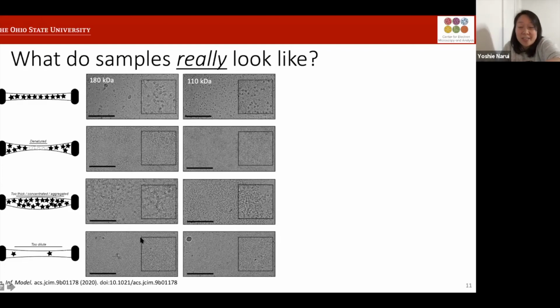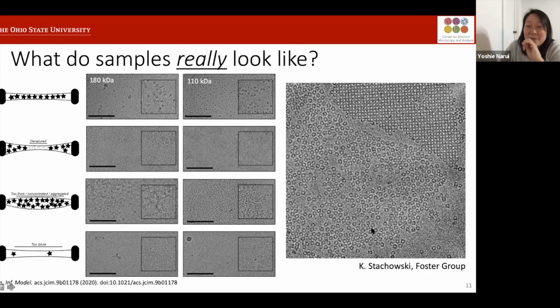You can also see other things. One of my users, I'm just going to use him as an example, Kai from Mark Foster's group, also has a different type of problem, which is a severe preferred orientation issue. His samples don't like to be in different views, and they can actually order themselves almost in a 2D crystal, like in the corner here. So there are a multitude of problems and issues that can arise from sample preparation.